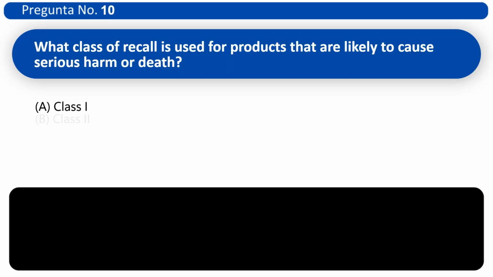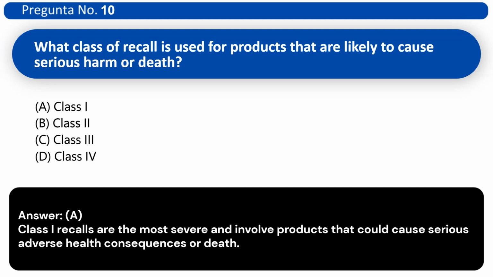What class of recall is used for products that are likely to cause serious harm or death? A. Class 1. B. Class 2. C. Class 3. D. Class 4. Answer, A. Class 1 recalls are the most severe and involve products that could cause serious adverse health consequences or death.